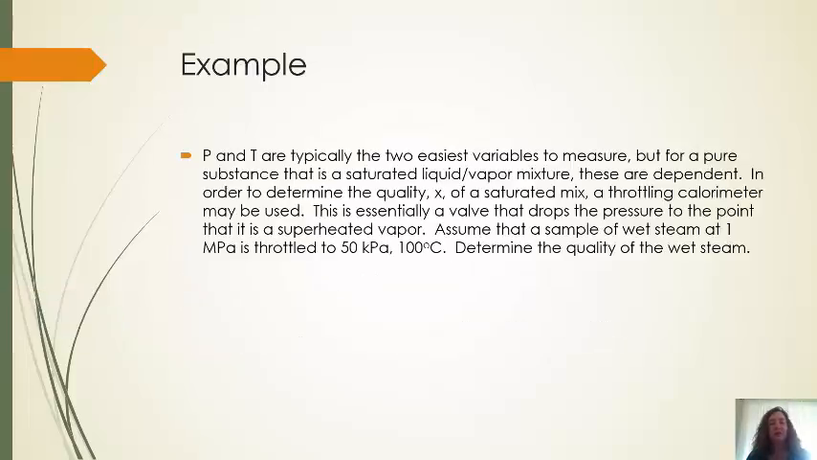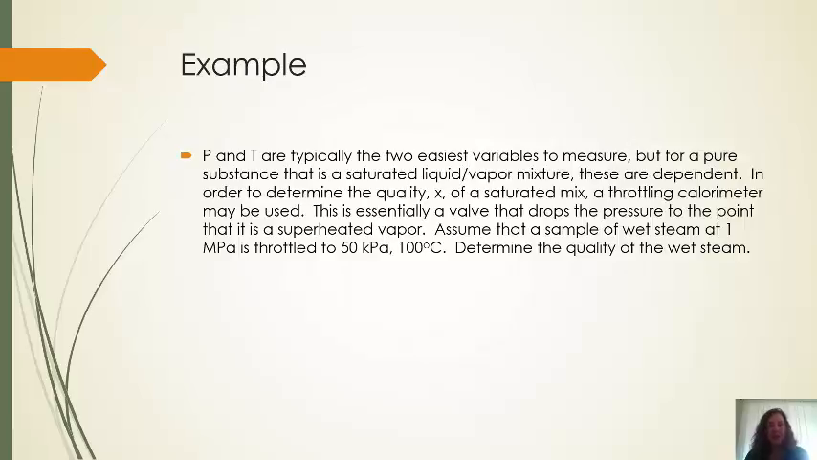In this next little portion of the video, we're going to look at an example or two. So, okay, pressure and temperature are the easiest variables that we can measure. But for a pure substance that's a liquid-vapor mixture, they're not independent. So if I want to determine the quality of a saturated mixture, I usually use something called a Throttling Calorimeter.